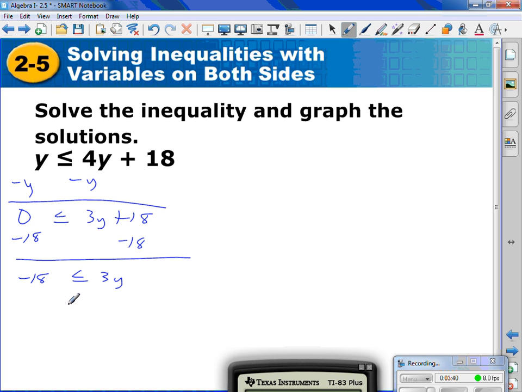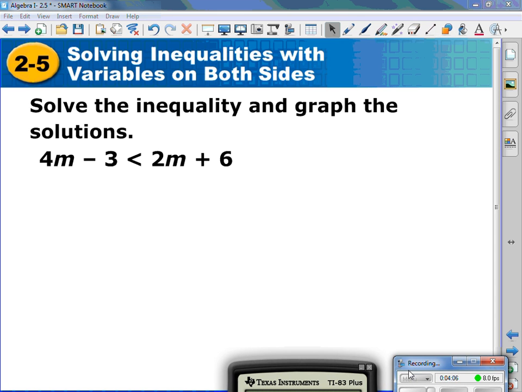What should be my next step? Divide by 3. Negative 6 less than or equal to y. But I don't like the number being first. I like to flip it. Y is greater than or equal to negative 6. Still got the exact same answer. Just took a different approach. Does it matter which side I move things to? No. It makes it a lot easier if I move variables to the left, because then at the end I don't have to worry about flipping.